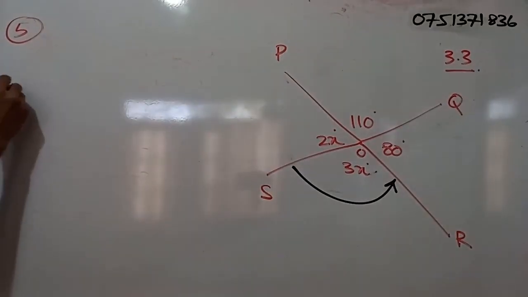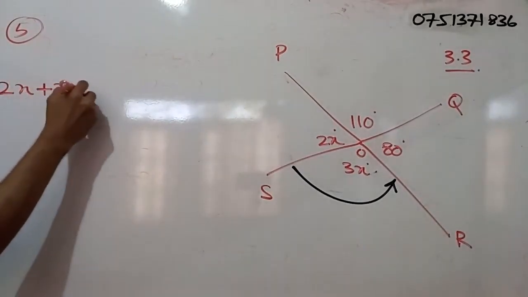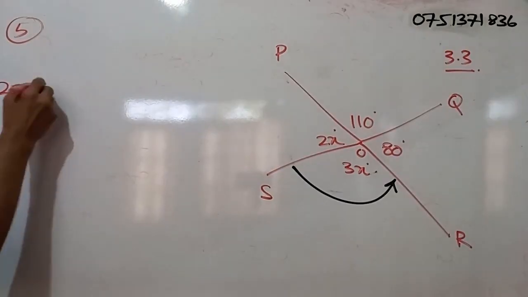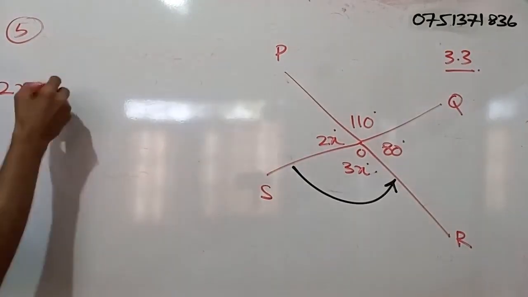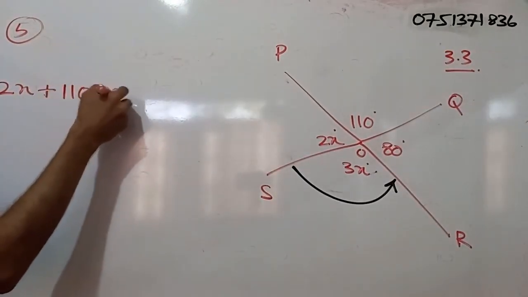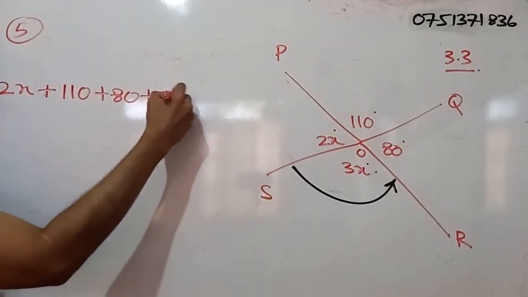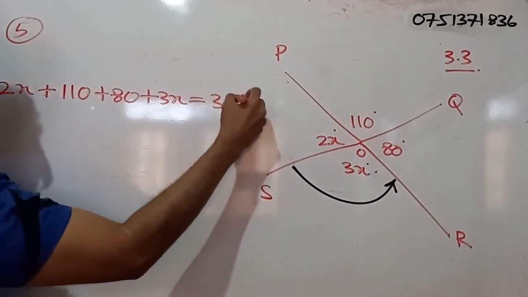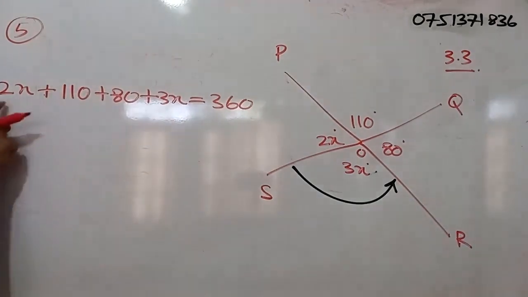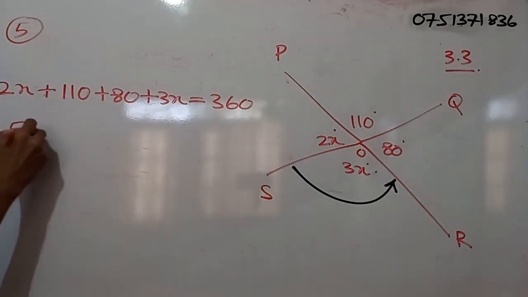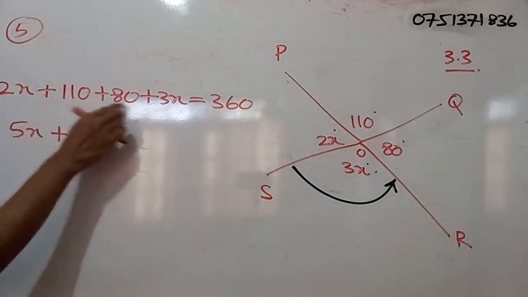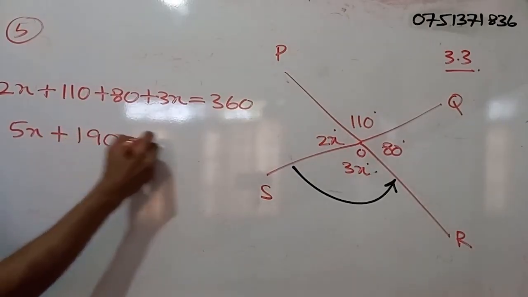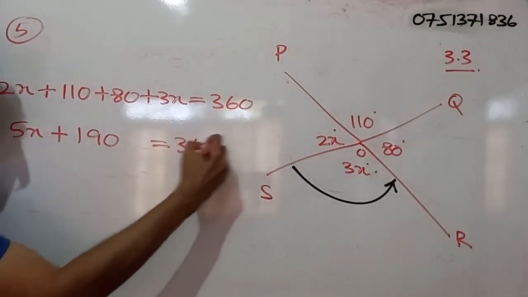So 2x plus, we will go clockwise. 110 plus 80 plus 3x. So that is equal to 360. So these two are like terms. So we get 5x plus 110 plus 80. This is 190 equals 360.